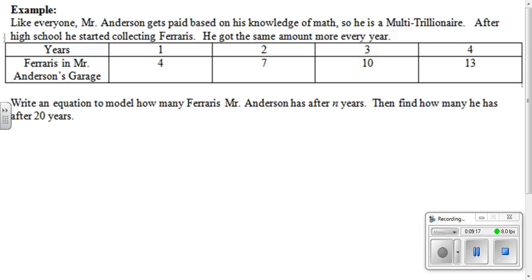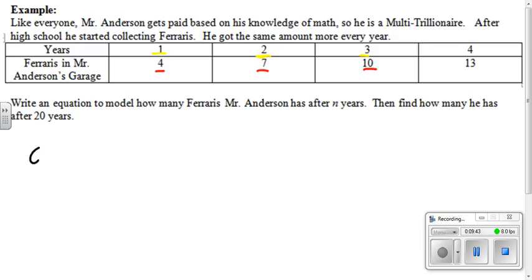So 1 year after high school, he had 4 Ferraris. 2 years after high school, he had 7 Ferraris. 3 years after high school, he had 10 Ferraris. And that continued, the same amount each year. So if we want to find an equation to model how many Ferraris Mr. Anderson has after n years, then we want to use that to find how many he has after 20 years.